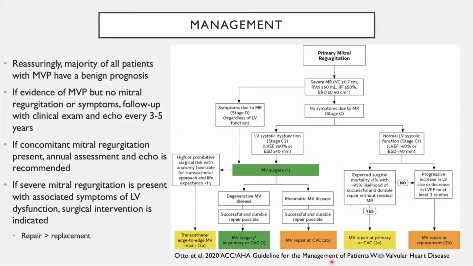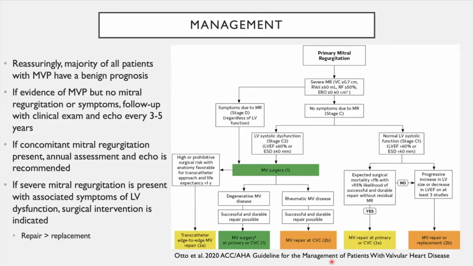So briefly walking through this diagram that comes from the 2020 AHA valve guidelines: if you have severe primary mitral regurgitation, which is usually identified by the 4, 5, 6, 7 rule, so an ERO greater than 0.4 centimeters squared, regurgitant fraction greater than or equal to 50%, regurgitant volume greater than or equal to 60 milliliters, or vena contracta greater than or equal to 0.7 centimeters. If you have symptoms, and generally it's symptoms of heart failure, there's a class 1 indication for mitral valve surgery, with repair being the preferred method. If there's a high or prohibitive surgical risk, transcatheter edge-to-edge repair may be considered, a 2A recommendation.